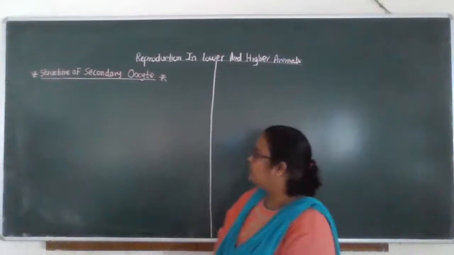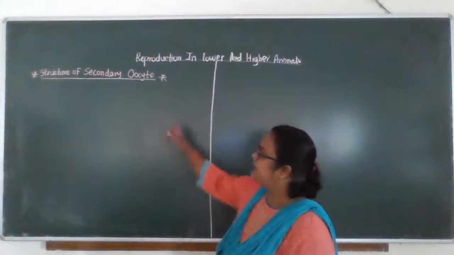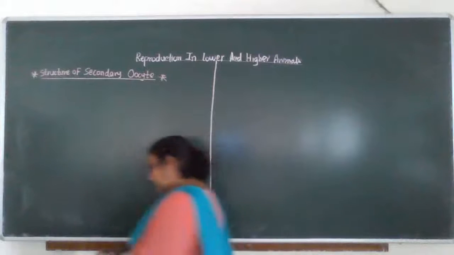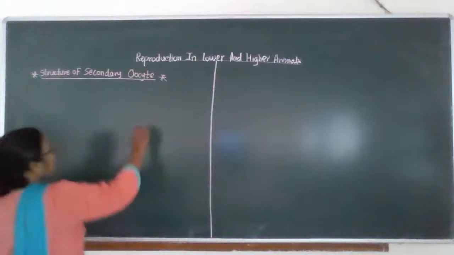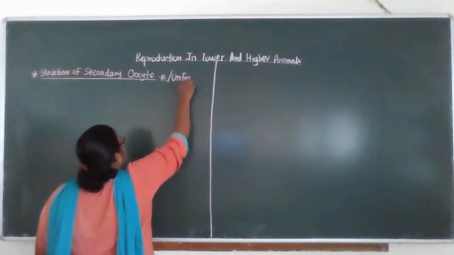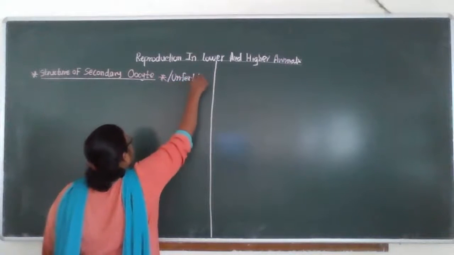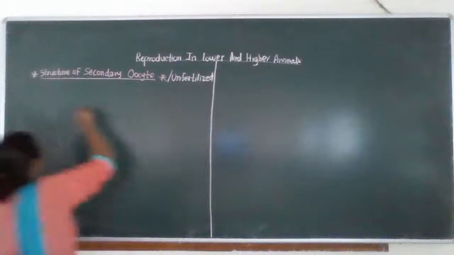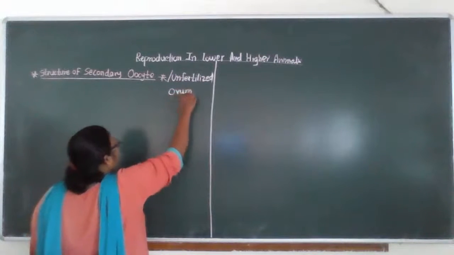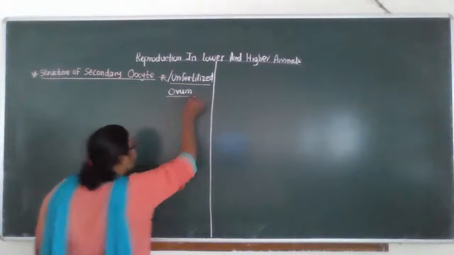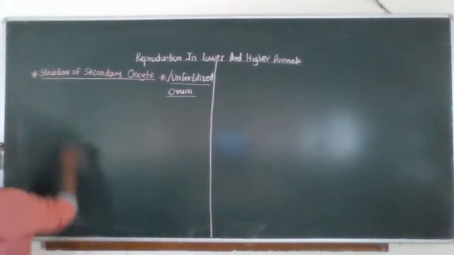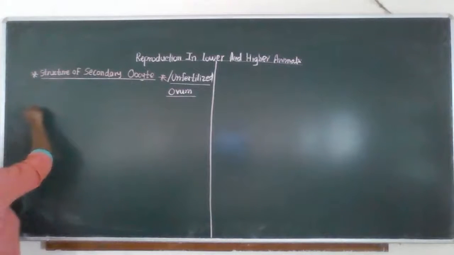In today's lecture, we are going to start with the next point: the structure of the secondary oocyte. It is also called the unfertilized ovum. As you know, the secondary oocyte is released from the Graafian follicle during ovulation.